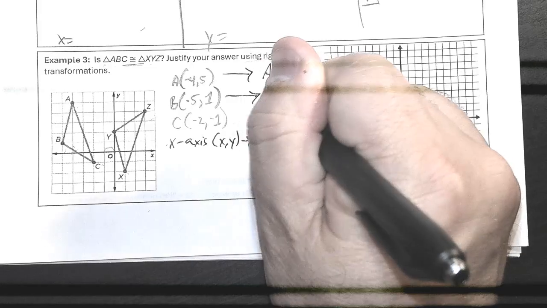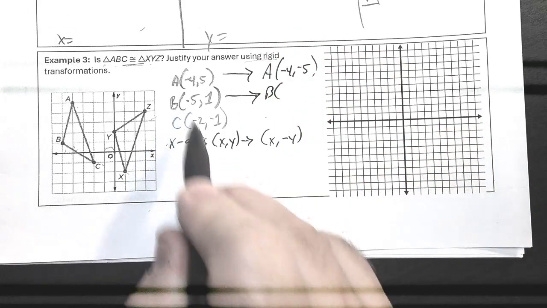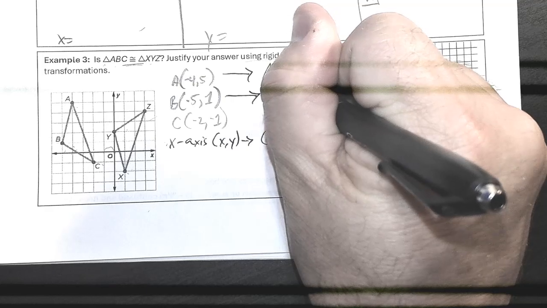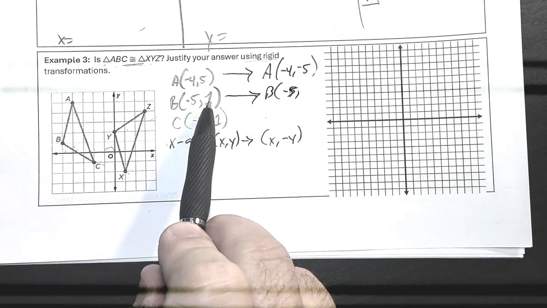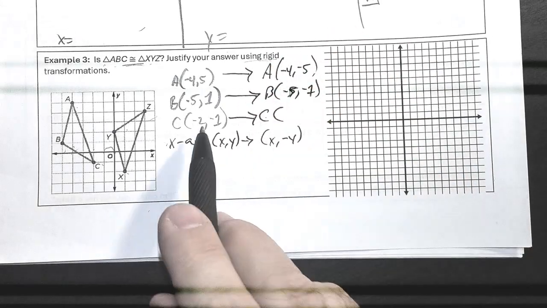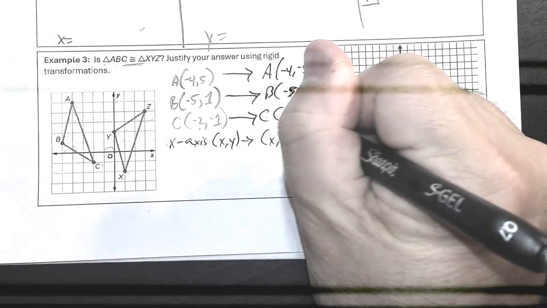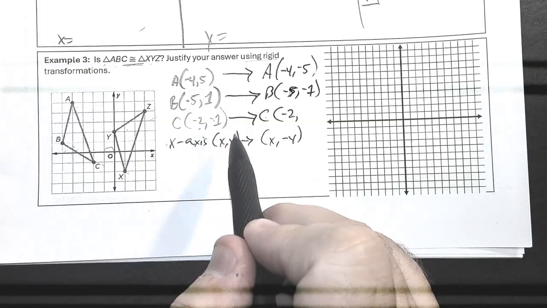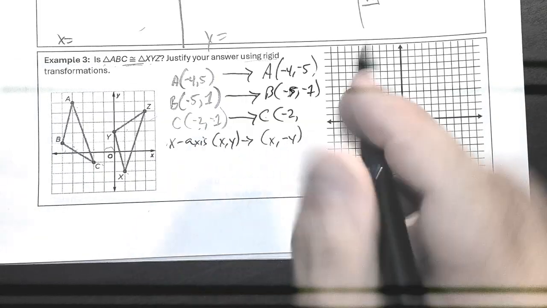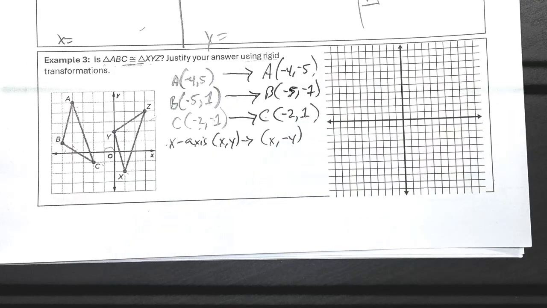Okay, B, -5, x stays the same. Oops, if I could write better. And +1, y becomes negative, so -1. And then finally C, -2 is x, x stays the same. -1 is y, y becomes the opposite. So because it was negative, it's now going to be positive.